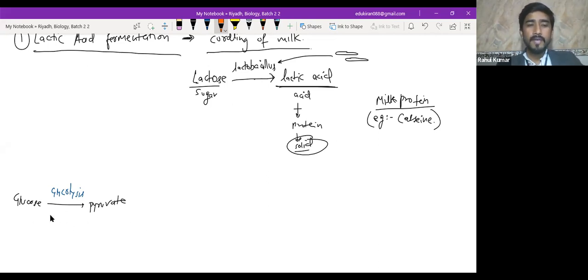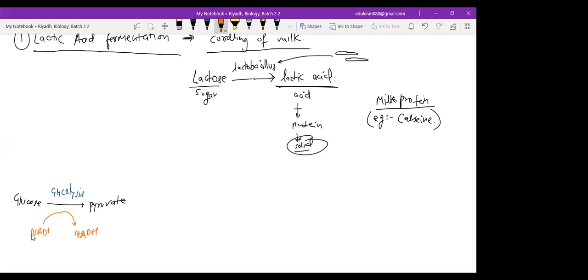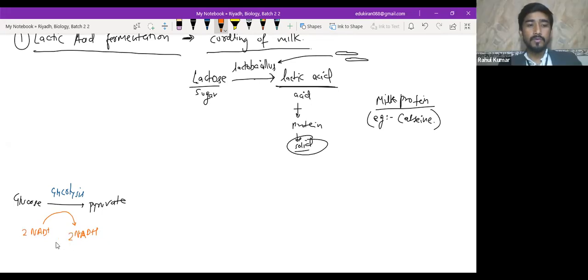We also got some NADH in the process of glycolysis. Can you tell me how many NADH we get? NAD plus was converted to NADH. Remember in glycolysis? 1, 2. 2, right. So 2 NAD plus becomes 2 NADH. So this is what we got. And as a byproduct, we also got 2 pyruvate, right?